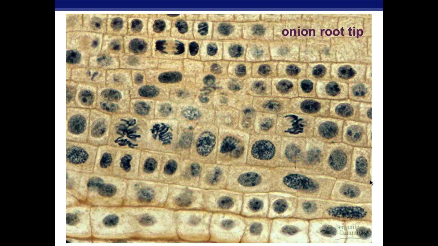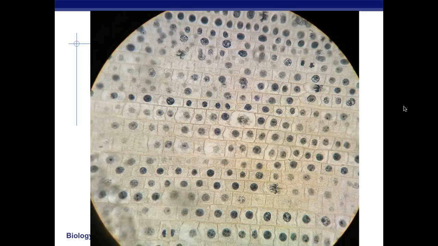Here's what it looks like in the root tip of an onion. You can see all the different cells. Most of them are in interphase since that's where cells spend most of their time, but you can see other cells dividing and preparing for mitosis. Here's a sample of what it looks like under a slide.